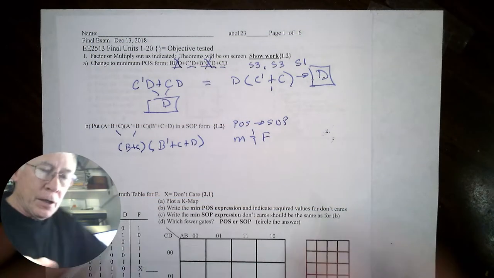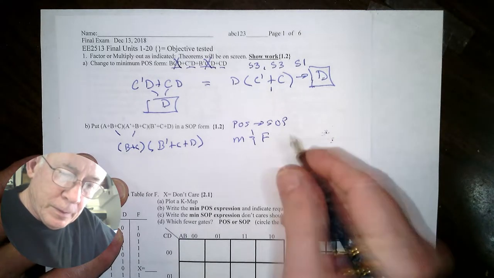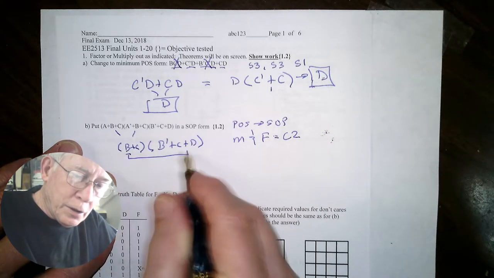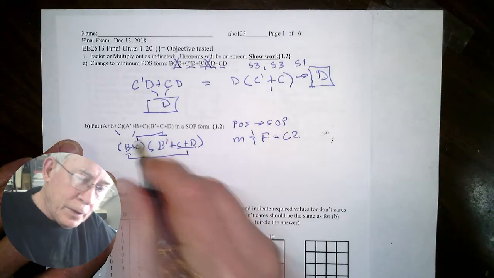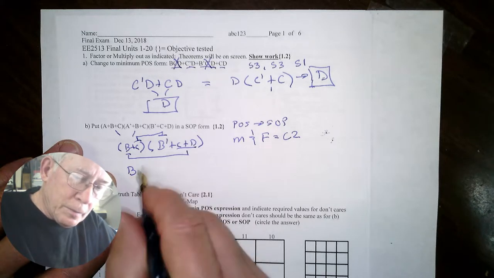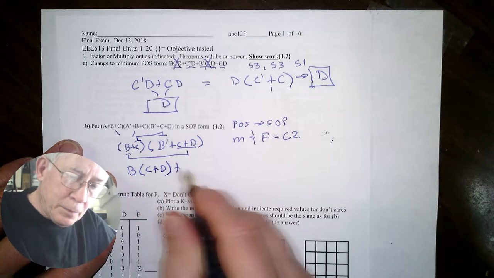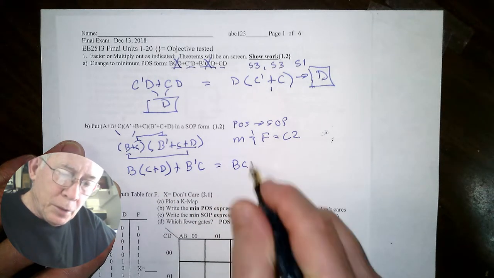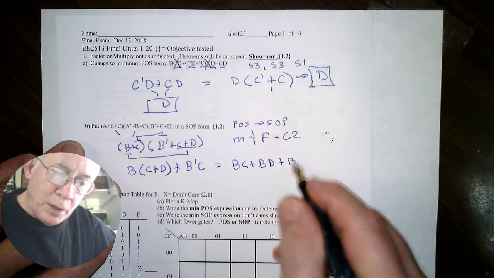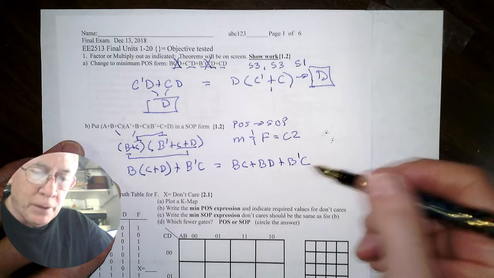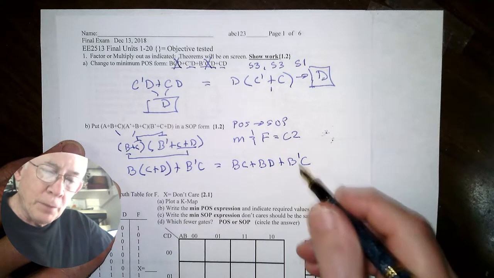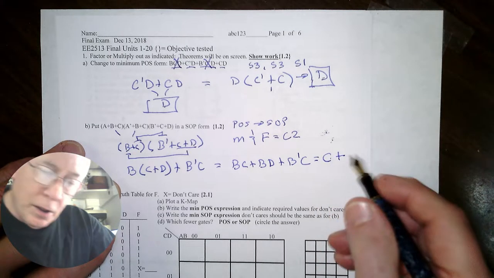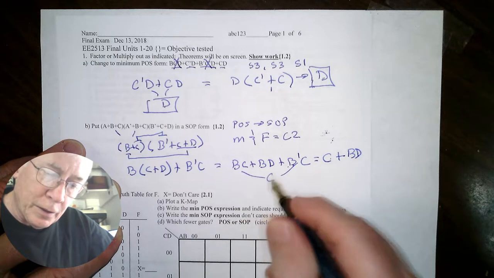So let's do that. We're going to use C3 then for this, which is the multiplying and factoring theorem. We'll take the B times this and the B prime times that. So we'll get B times C plus D, plus B prime times C. Then we can distribute the B in here, and that just gives us BC plus BD plus B prime C. Now we can simplify this because we can use S1 and combine B prime C and BC to just C. So that gives us C plus BD, because these combine to C. So we're just left with C plus BD.